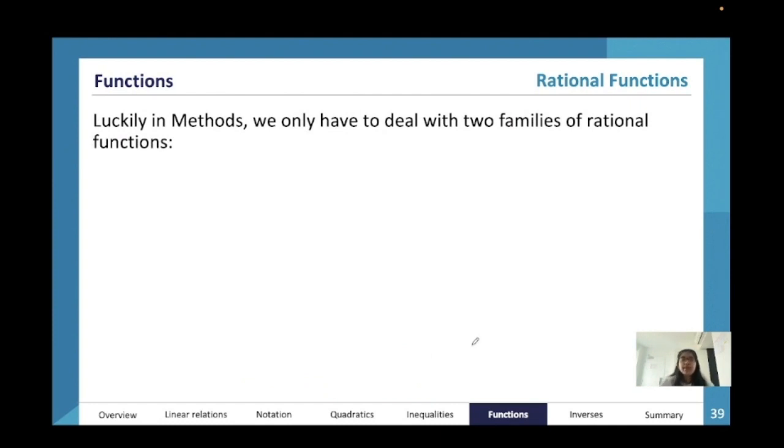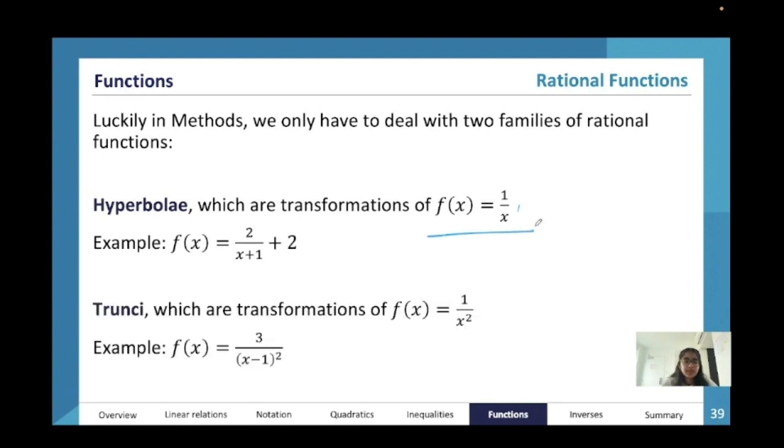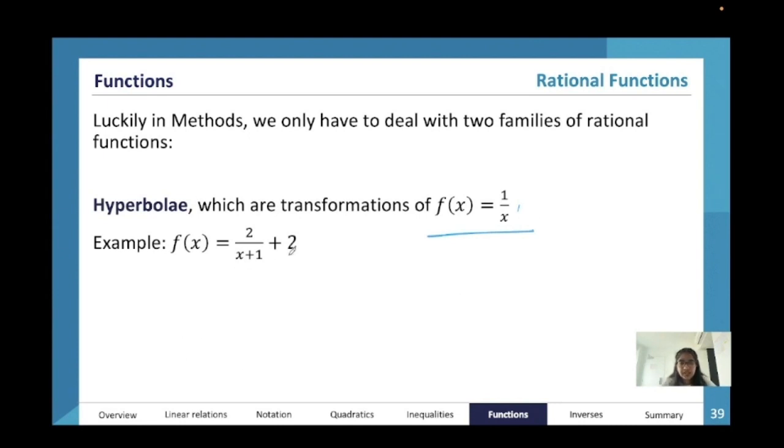Lucky for us, in Methods, we only have 2 families of rational functions that we need to deal with. Basically you have hyperbolas. This is the base function, just 1 on x, and then you just transform it. You add your translations: move it up, move it down, move it to the right, move it left, stretch it, squish it. But essentially, this is your base function. For example, if we have the function 2 on x plus 1, plus 2, we know that the domain is all real numbers except negative 1, because if x was negative 1, the denominator would be 0.